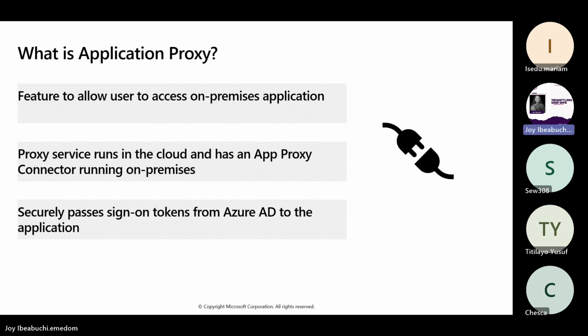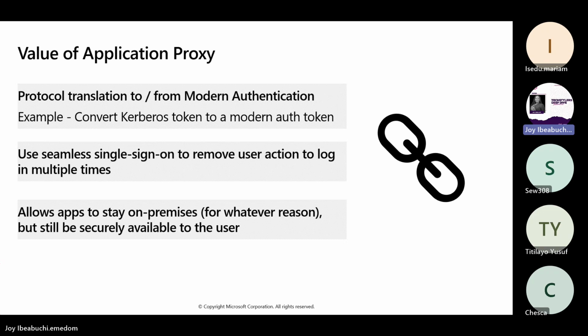So what have I explained? I just said application proxy is one of the features that enables you to access an on-prem web application from a remote client, right? It will run in the cloud, and then the app proxy connector will run on your on-prem server. This will allow you to securely pass your user sign-in token from your Azure AD to your web application, and your application has not been exposed on the internet. One of the values of this is you are able to take your Kerberos token to a modern authentication token without necessarily exposing this identity. And you can still do single sign-on for this process.